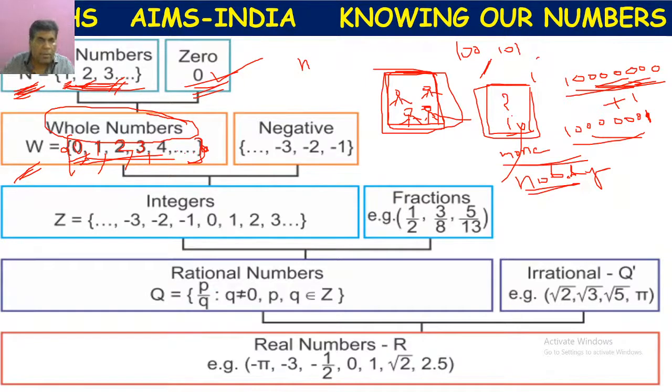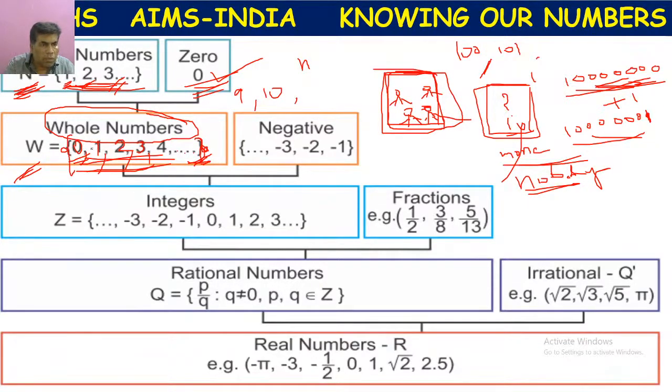Somebody is telling 9. 9 is not the correct answer, because if you add 1 to 9, 10 will come. Very good. Somebody is giving the answer infinite. So the answer is infinite. We cannot tell. The biggest number in whole numbers, like natural numbers, does not exist. Undefined. So these numbers are infinite. It is an infinite number set.